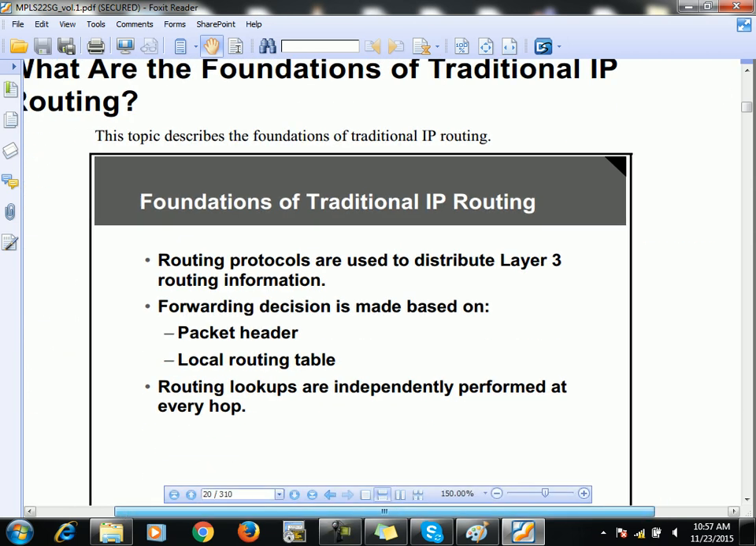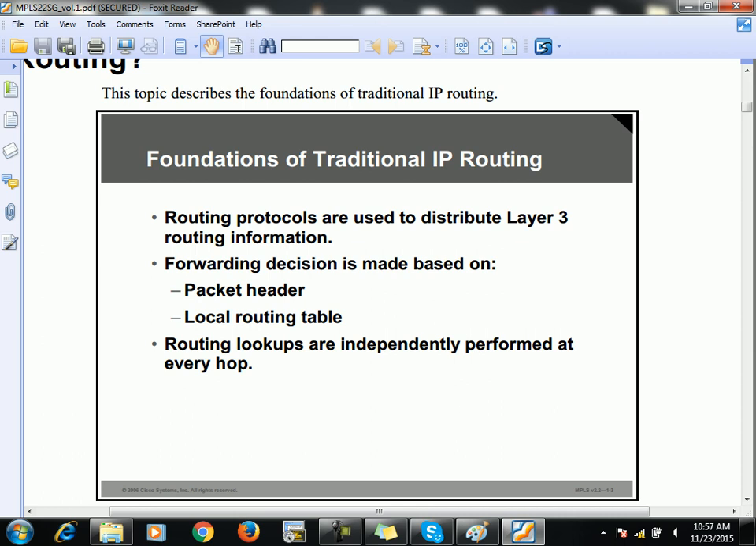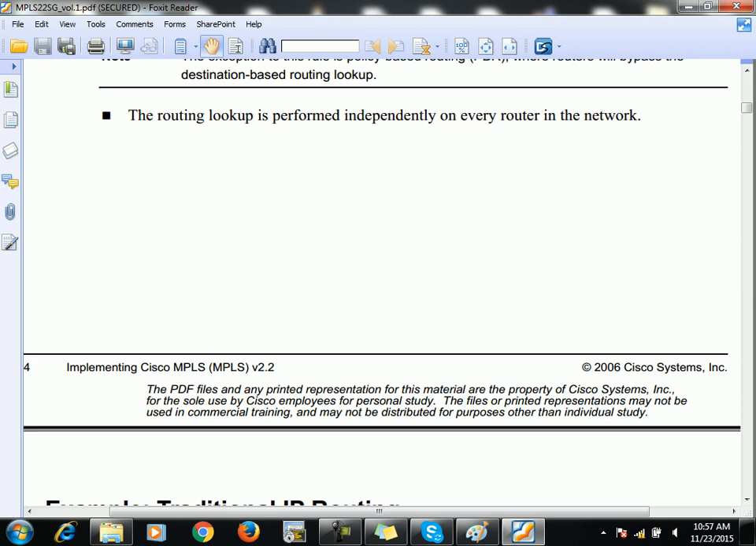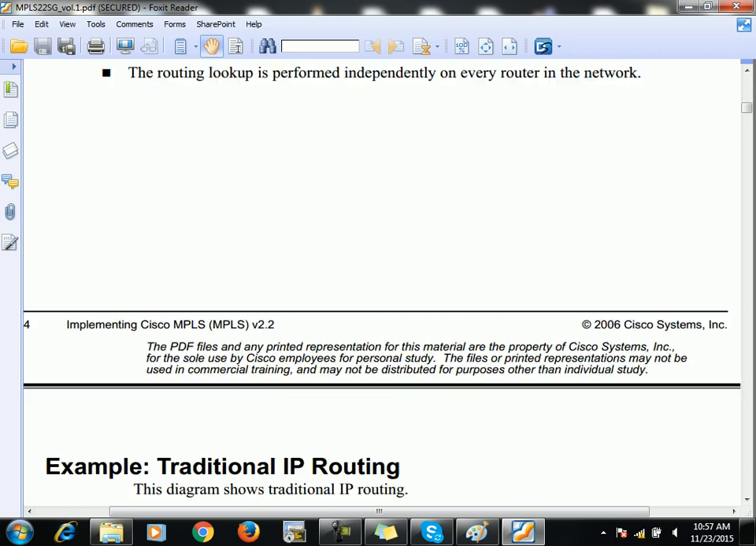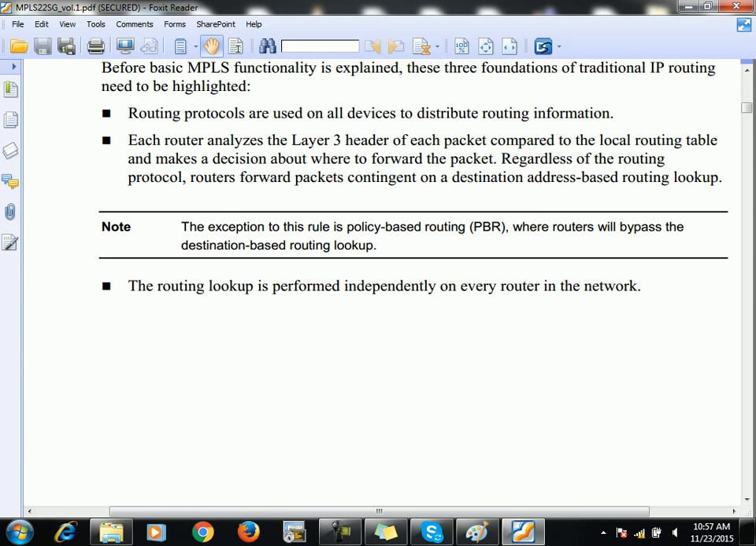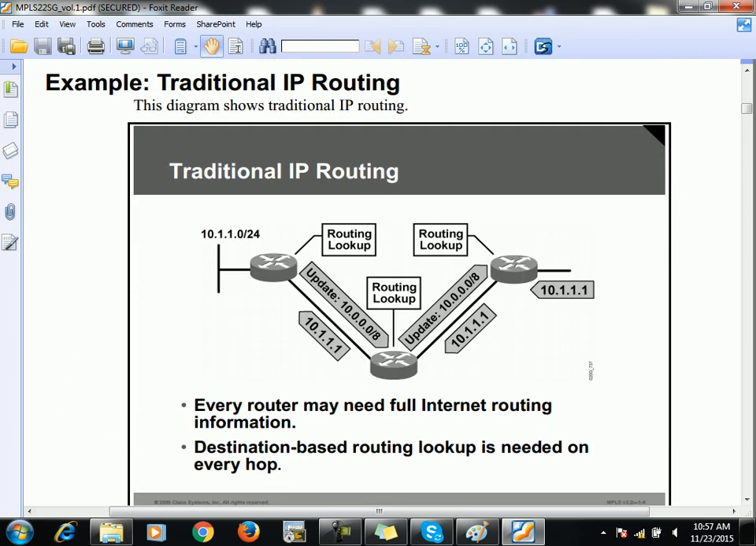Just go through it. Routing protocols are used to distribute layer 3 routing information. Forwarding decision is made based on packet header and local routing table. Routing lookups are independently performed at every hop. This is traditional IP routing, right? And the exception case is only PBR.